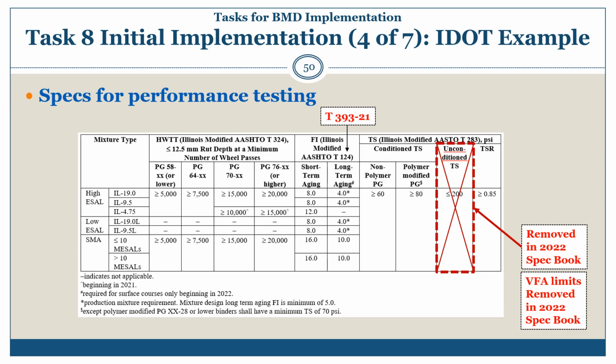Now, prior to 2022 specifications, which means before the full implementation of the iFit, the unconditioned tensile strength was capped at 200 psi. That's to ensure that they don't have any brittle asphalt mixtures. After implementing the iFit, and specifically after implementing the iFit after long-term aging, they found out that this is not necessary anymore because the iFit should be able to eliminate those brittle asphalt mixtures. Also, after 2022 and the full implementation of the iFit, they've eliminated the VFA limits which they had on their asphalt mixtures.